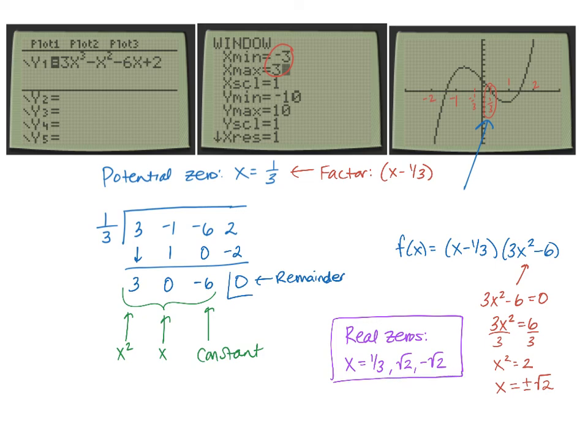If we look back at the graph at the top here, the +1/3 is the one that we were using for our synthetic division. But if you look at these two other x-intercepts, horizontal intercepts that we found, this one is relating to the positive square root of 2. This one is the negative square root of 2. So this cubic function, a degree 3 function, we found has 3 real zeros.